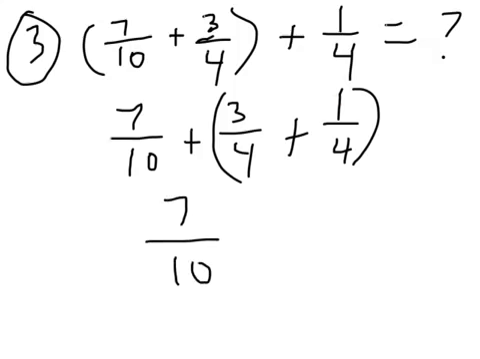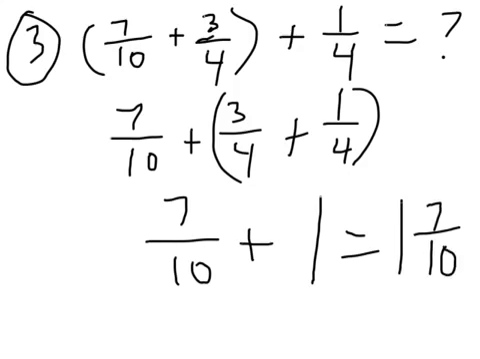So we have 7/10 plus 4/4, but I'm going to write that as 1 whole. Okay? 4/4, 1 whole, plus 7/10 is equal to 1 and 7/10. So that's your answer there.